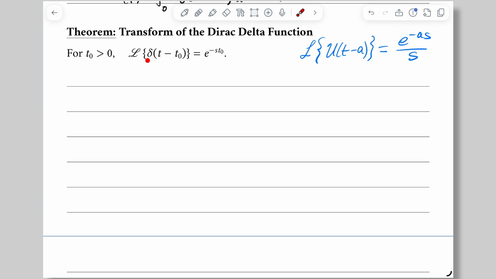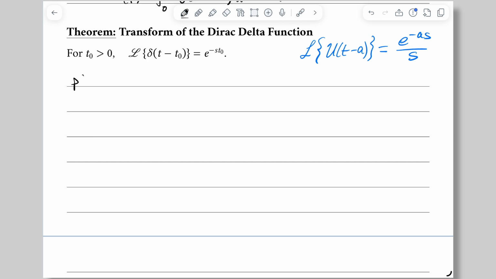The transform of the Dirac delta function is e to the negative s t naught, like e to the negative as, but without the denominator of s. I need you to do something to remember that the transform of the delta function has no s in the denominator, but the transform of the unit step function does have an s in the denominator. I do see that get mixed up.